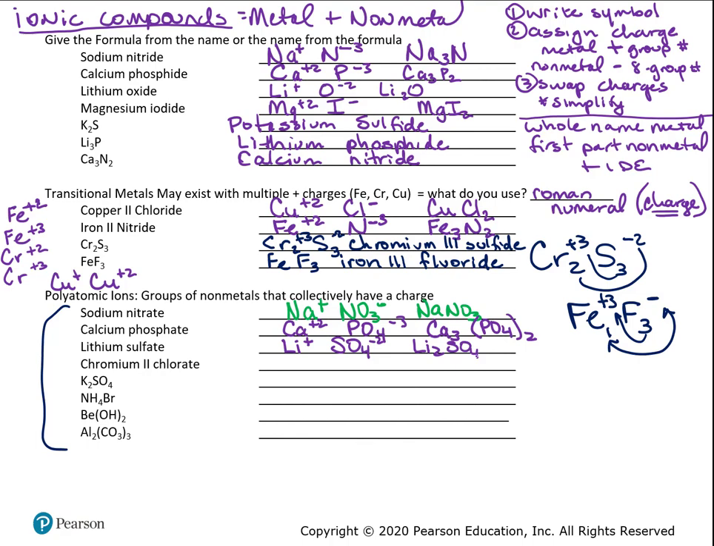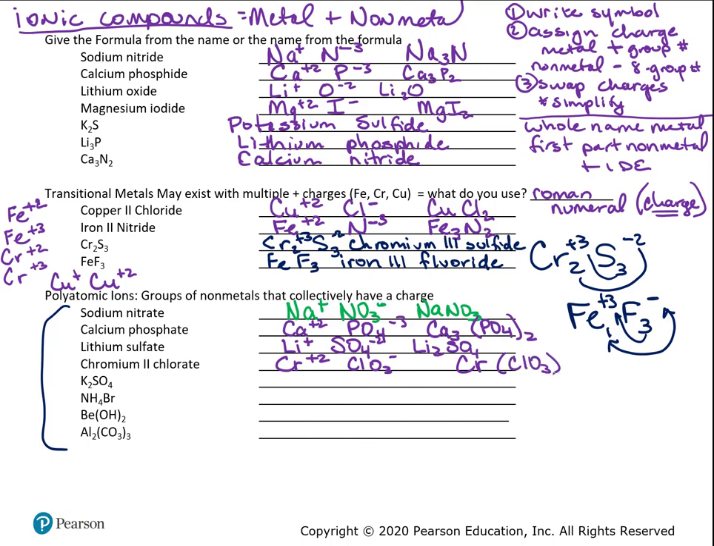Chromium 2 chlorate. So what does that chromium have? What's its charge? So remember, the Roman numeral tells me the charge. Doesn't tell me how many. Tells me the charge. So this makes it easier. The chlorate, what's its formula? With a negative charge. So they're not the same, so swap them. So how many chromiums? 1. So it's just Cr. How many chlorates? 2. Because the charge on the chromium tells me how many chlorates.